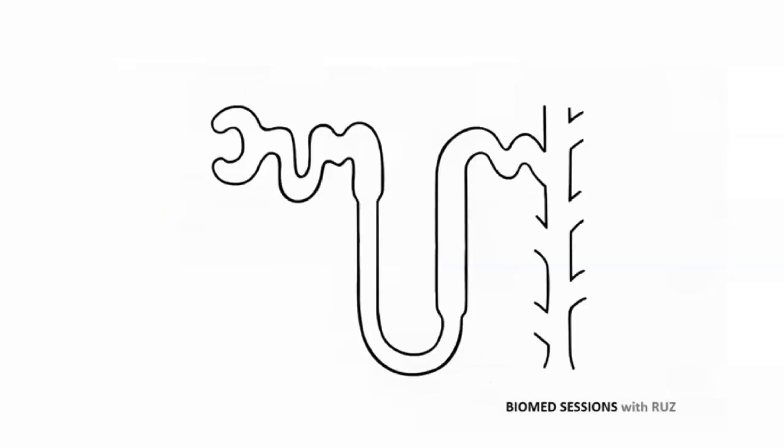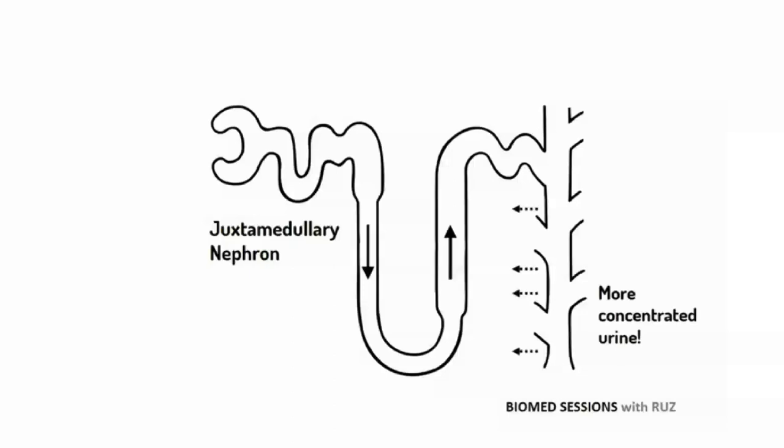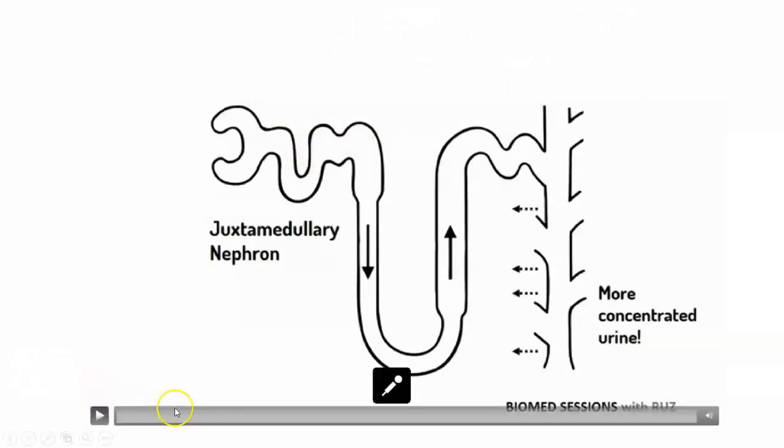So in summary, the loops of Henle of juxtamedullary nephrons are involved in the process of countercurrent multiplication, which enables the interstitial fluid to become more concentrated, i.e. increase in osmolarity the deeper you go into the medulla. The high concentrations in the medulla facilitate the passive movement of water out of the collecting duct and result in more concentrated urine. All right, so there you have it.